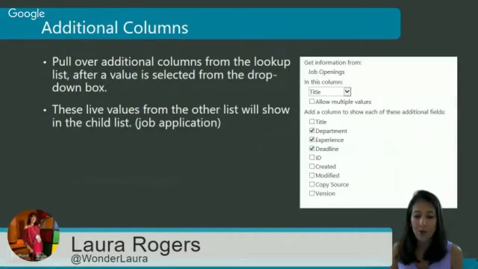Additional columns, we can pull over additional columns from the lookup. That means once you've picked the title from whatever job opening you're applying for, then you can make it so that it automatically pulls across additional columns from that list and pulls them over into the job application list. And that's live information. I remember when that first came out in 2010, that was huge. That was a big deal because it used to be very frustrating to do. You had to do all these extra weird things with workflows to try and get it to pull over extra information, but then it wasn't live information and there wasn't really any way to make sure it was. So it pulls over extra information.